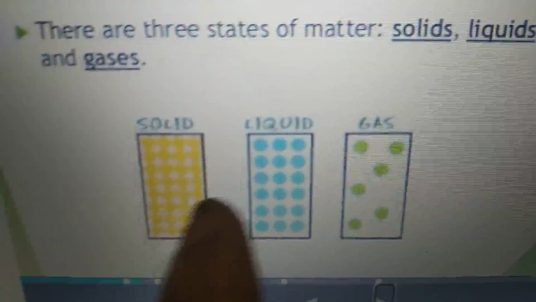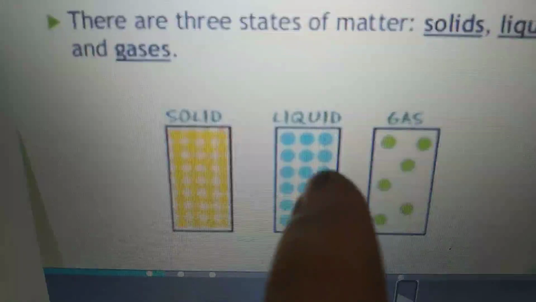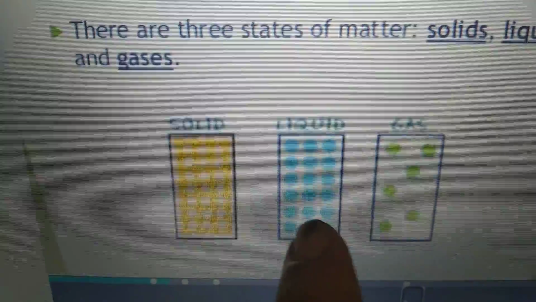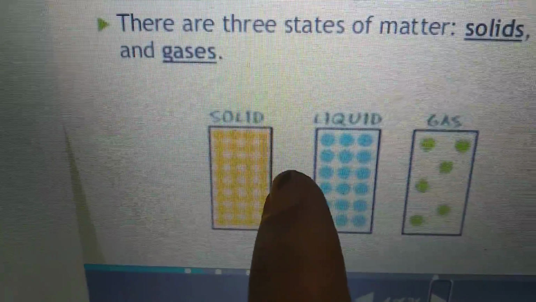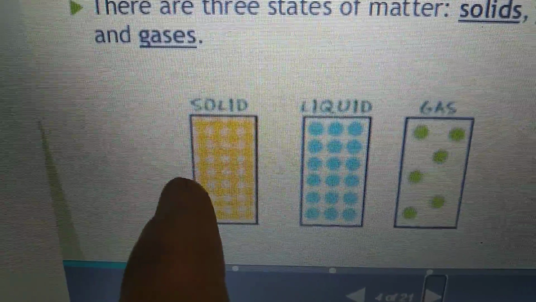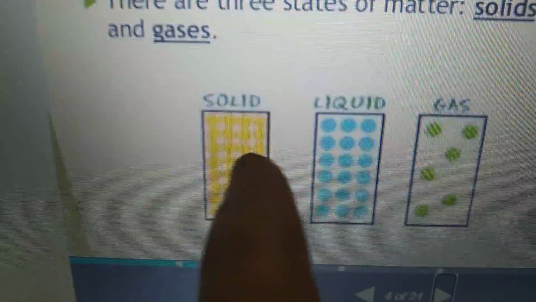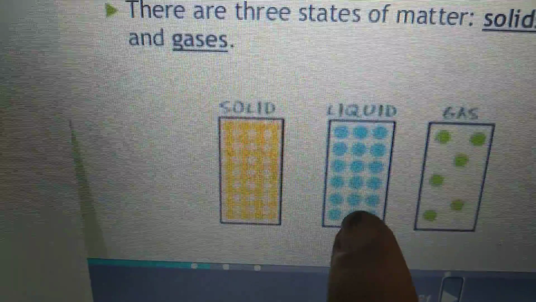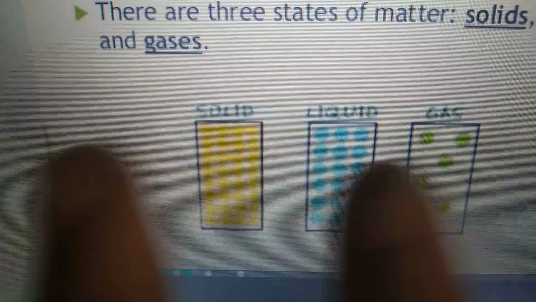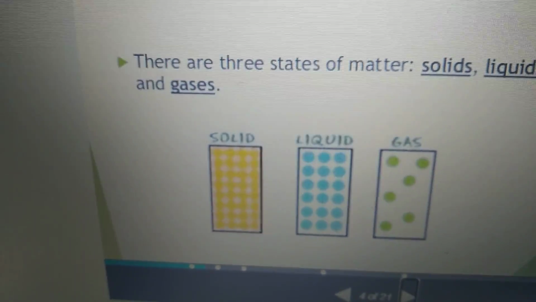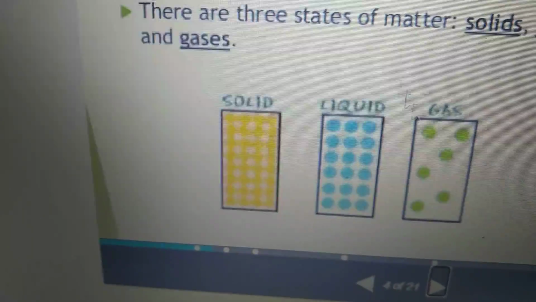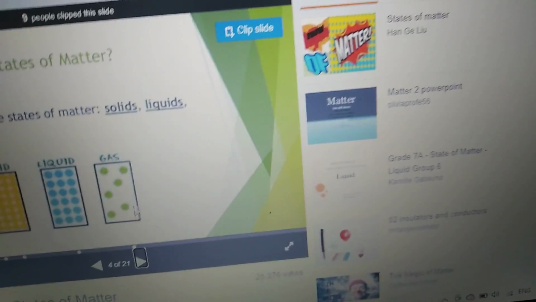Are you seeing this figure you have drawn in 4th class? This is the arrangement of molecules in solids, liquids, and gases. In solids the particles are very tightly packed, whereas in liquids they are somewhat loosely packed, and in gases they are very loosely packed. This picture shows the arrangement of molecules in solids, liquids and gases.